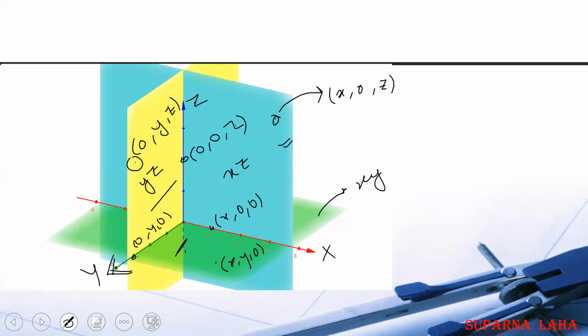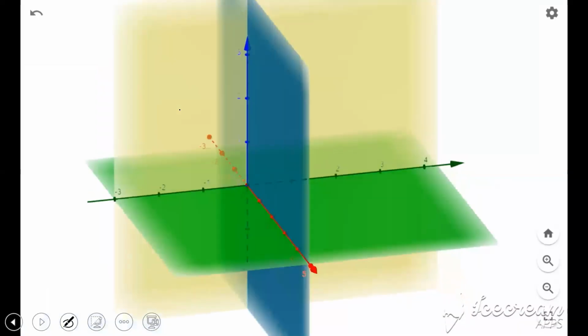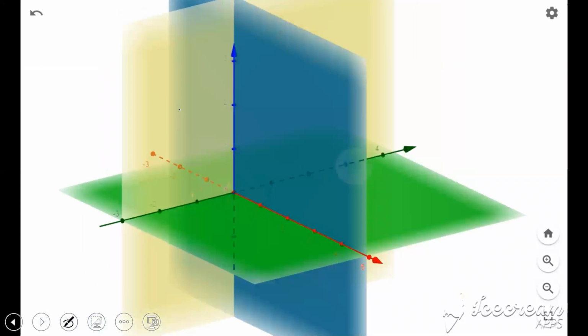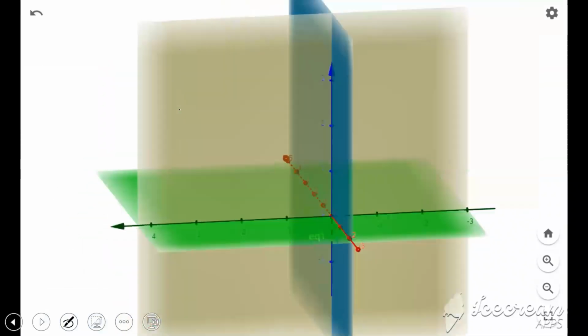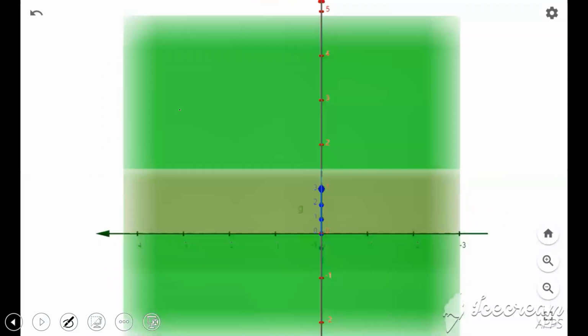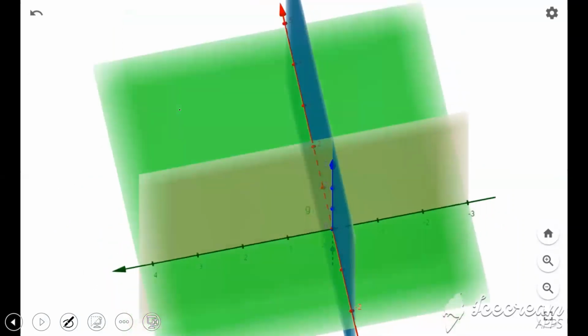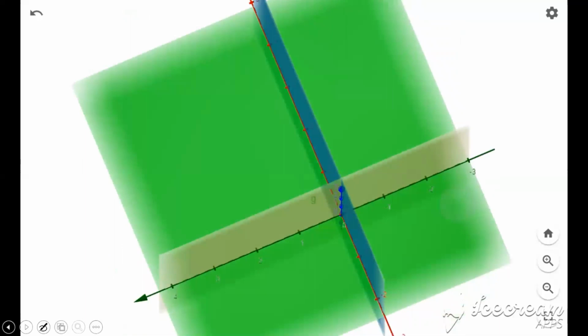Okay, so these are the particular set of points on the x-axis, y-axis, z-axis, and the xy plane, yz plane, and zx plane. So these three planes divide the space into 8 parts. If we consider this is the first floor and the ground floor, the first floor contains 4 chambers, or 4 rooms, and the ground floor also contains 4 rooms.